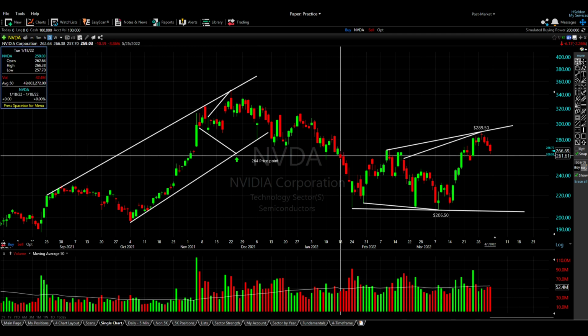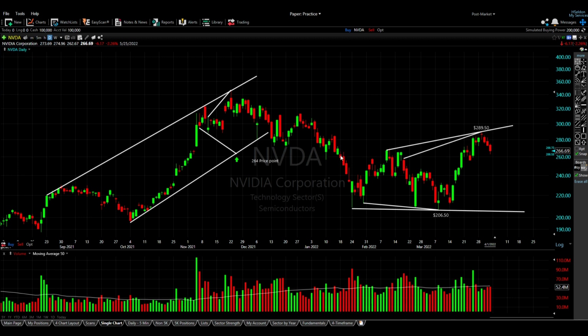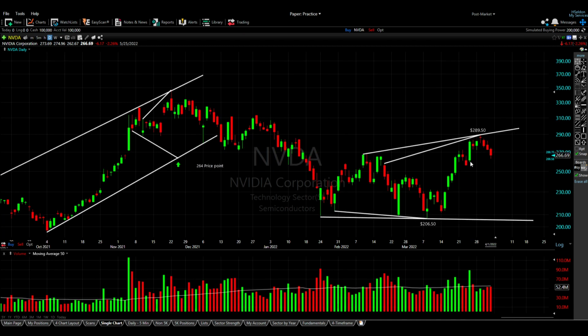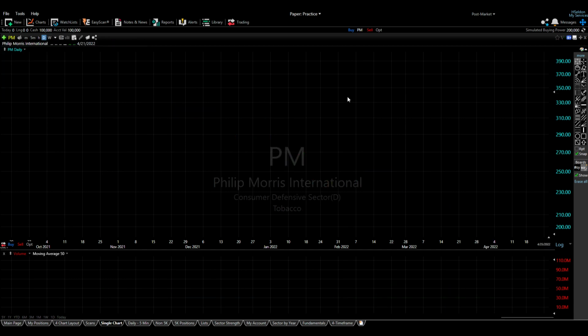Finally, right here. This is the first candle that closes below 264 on January 18th. And you shorted here. Look what happens. Down it goes. If you did it current day, you would now get a lower bound of 206.50 and an upper of 289.50. Set those alerts.